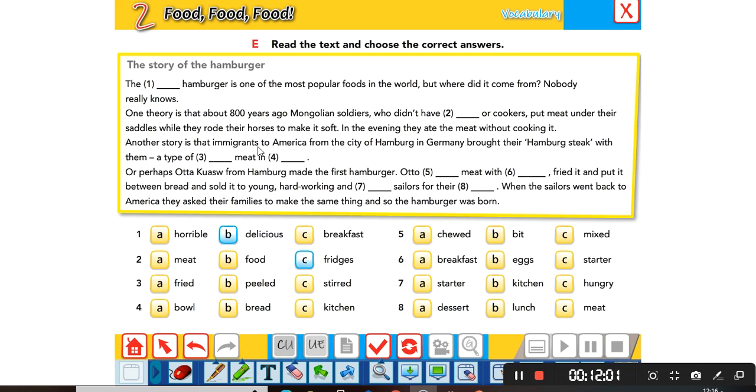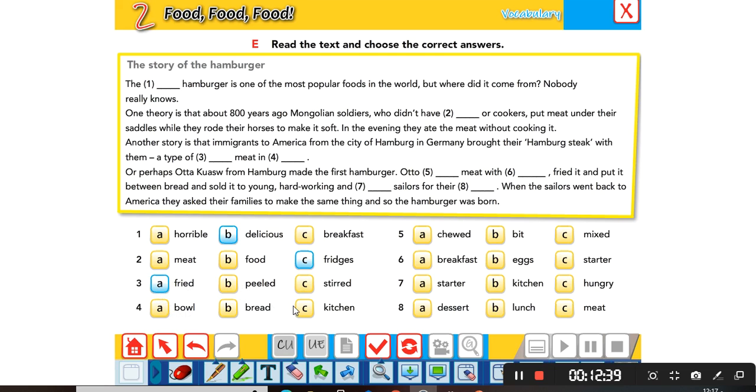Okay, number 3. Another story is that immigrants to America from the city of Hamburg in Germany brought their Hamburg steak with them, a type of meat in space. So it's a type of what meat? Fried, peeled, or stirred? Which word should be describing meat? Stirred meat, you don't really stir the meat, or of course you can't peel it, so it's fried meat in space. Ball, bread, or chicken?